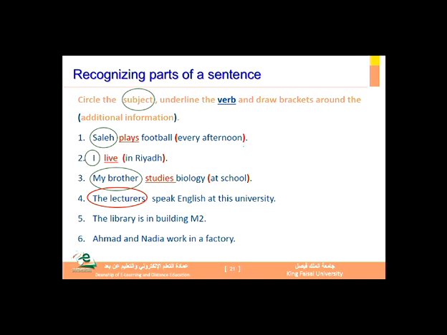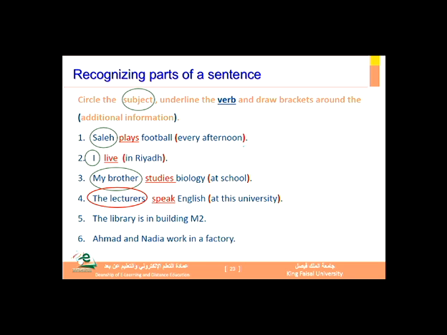So we have a sentence. Where is the doer of the action? Where is the subject? It is the word the lecturers. What do they do? Where is the verb? They speak. So speak is underlined. What do they speak? They speak English. Give me more information. They speak English at this university. So we put brackets around the additional information.